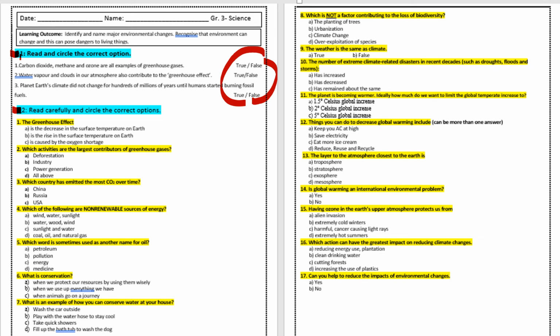For example, number 1 is the greenhouse effect. A option is the decrease in the surface temperature on Earth. B option is the rise in the surface temperature of the Earth. C option is caused by the oxygen shortage. Now think which should be correct for greenhouse effect. Yes, B option is the rise in the surface temperature on Earth. So you are going to circle this B option.